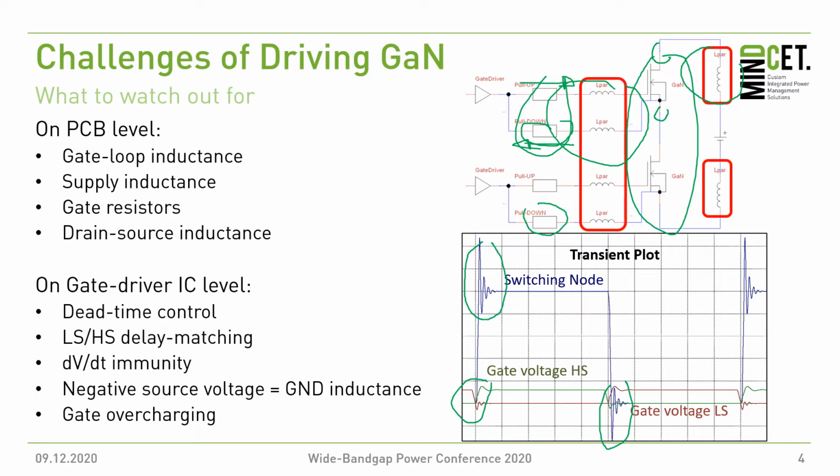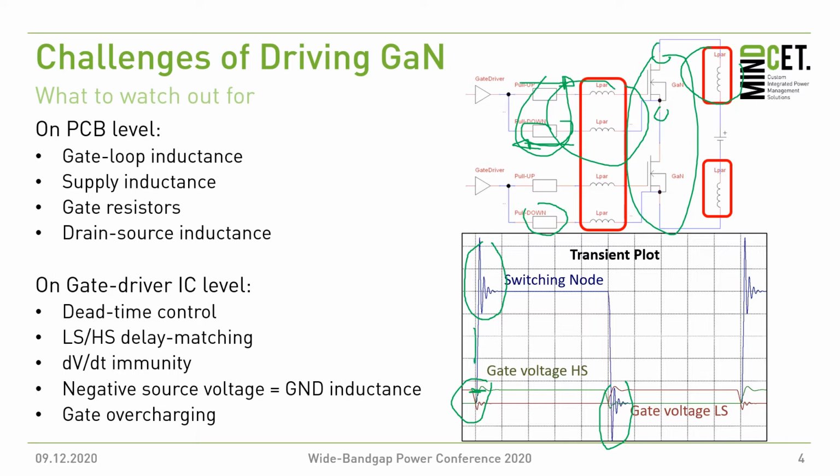On an IC level, there are also some things that need to be taken into account. The dead time control is key. So this is the time between when you turn on and turn off the high side and the low side. In turn, of course, the delay matching between those two needs to be very well controlled. We need dead times in the order of nanoseconds for some applications. So that also means that the forward paths of your high side and low side gate drive train need to be matched in delay very closely, ideally in the nanosecond range.